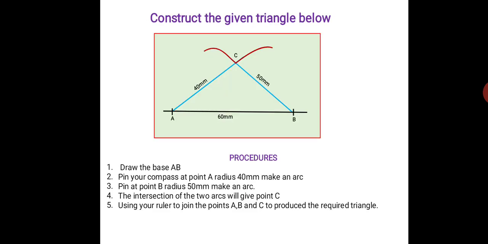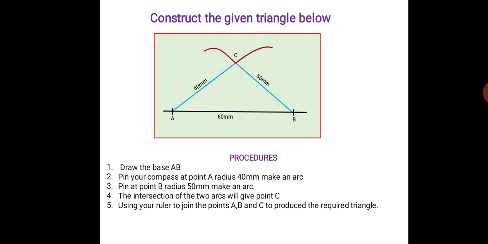Now, how do you construct a triangle? I'll mention here 6 types of triangles. How do you construct them? I'm going to construct only one here. This one is a scalene triangle. As you can see, the 3 sides are not equal.